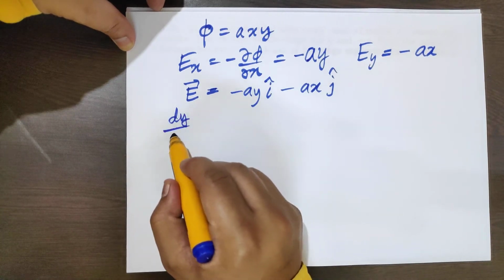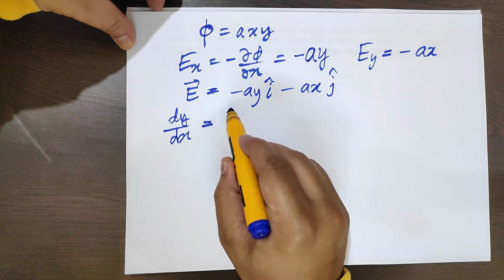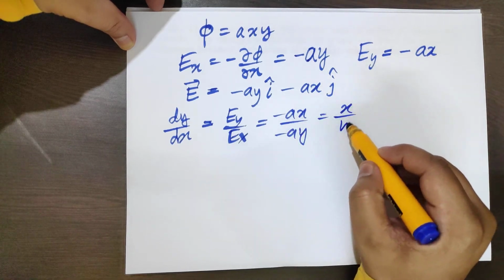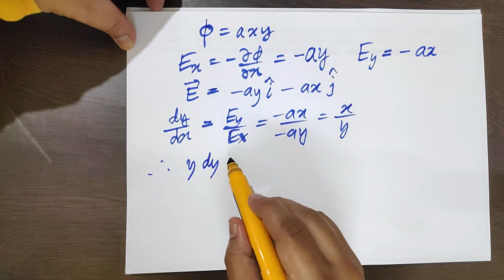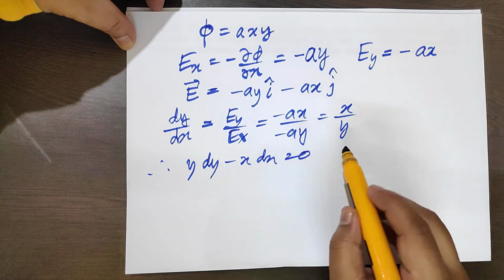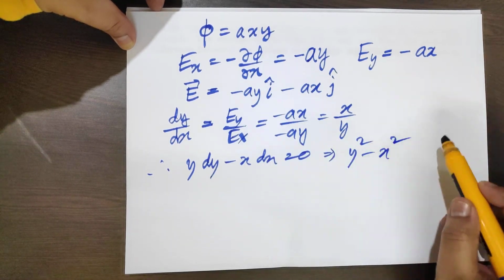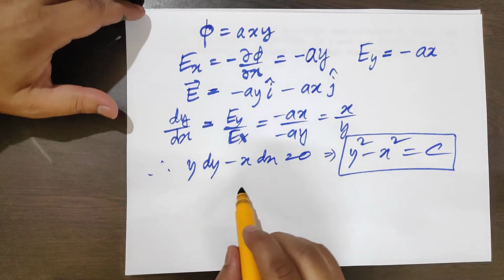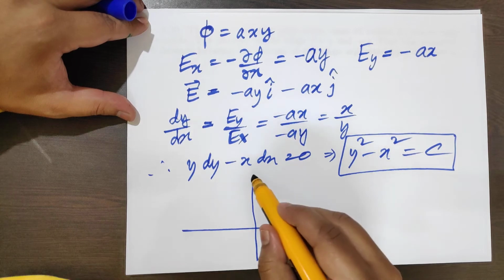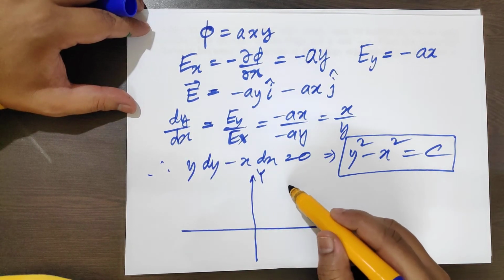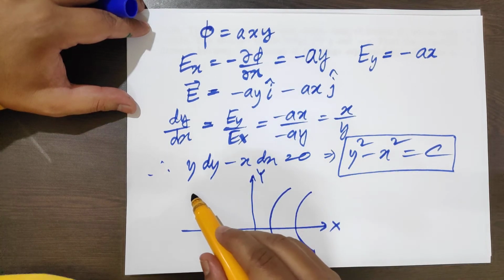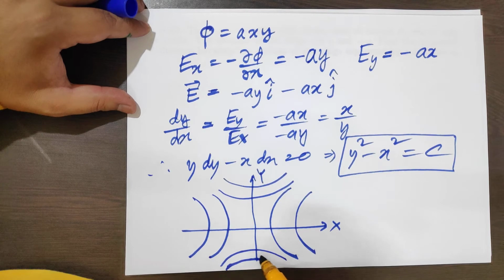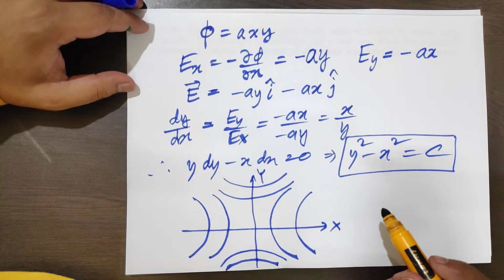Okay. Now for the line of force, dy by dx, slope of the tangent is Ey by Ex, that's minus Ax by minus Ay, so that's x by y, implies y dy minus x dx is equal to 0. If you integrate this, you get y square minus x square equal to c, constant. Now this is the equation of a hyperbola, and if you have forgotten this, revise some more maths for this. So these will be the hyperbolas. It may be on this side also, depending on the constant c, and this direction you can judge by the method we have used in part A.